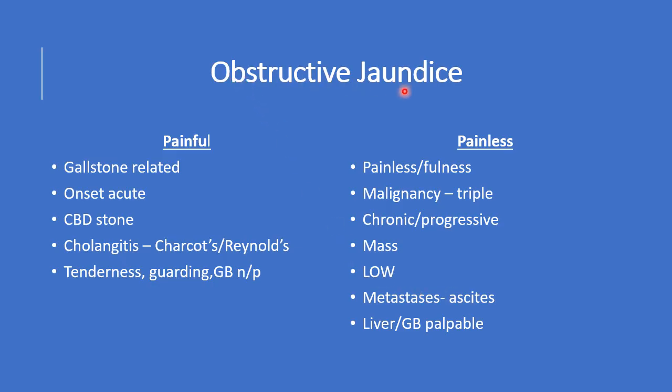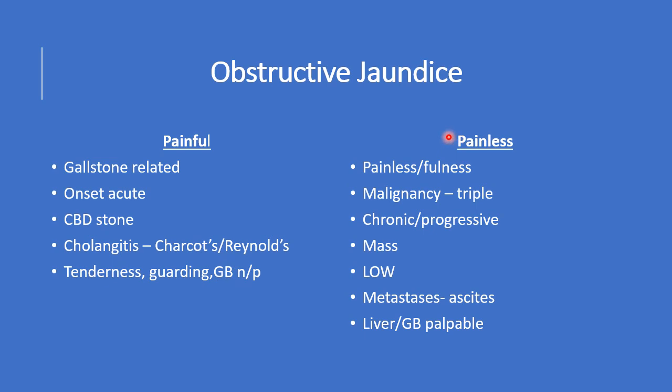So obstructive jaundice can be classified into painful and painless. Painful is gallstone related, of acute onset, usually due to a stone in the CBD, usually complicated by secondary infection known as cholangitis, and they may produce Charcot's triad or Reynolds pentad. Clinically on examination there will be jaundice with marked tenderness and guarding in the right upper quadrant, and the gallbladder, in painful jaundice due to gallstones, is usually not palpable. This is in keeping with Courvoisier's law.